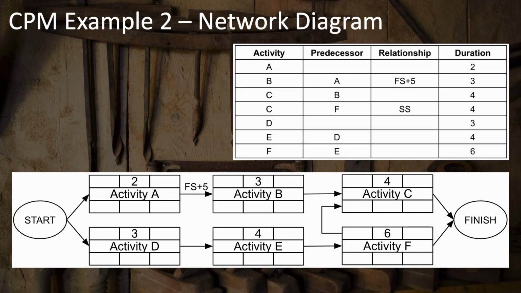Notice that we have a new relationship here represented between F and C. If you look up at the table, C has F as a predecessor with a start-to-start relationship. And so we've drawn an arrow here showing that F and C are connected with this arrow. And notice the direction of the arrow is from F to C, because F is listed as a predecessor to C. The arrow goes in this direction from F to C.